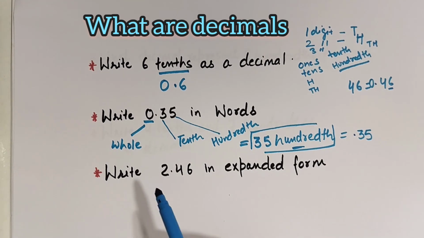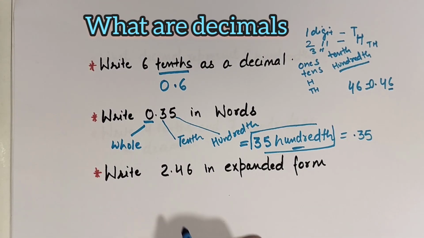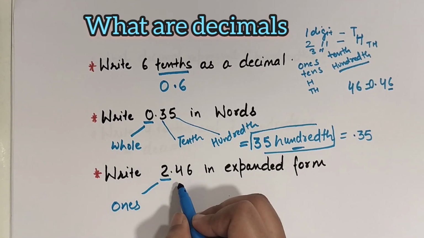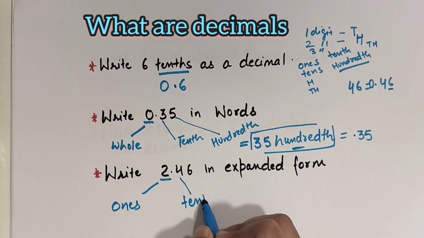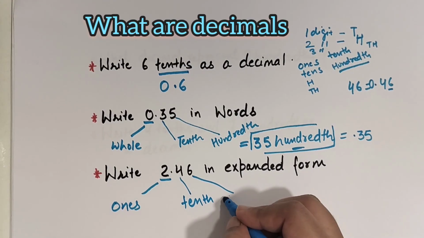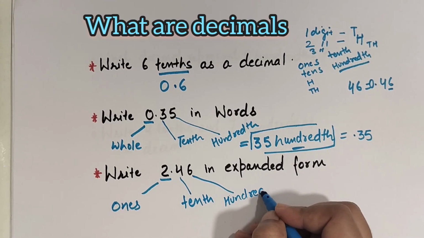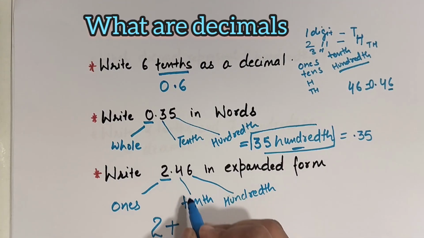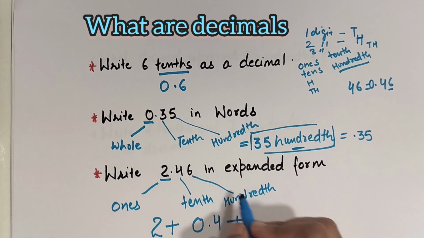Next we have to write 2.46 in expanded form. First we need to see what positions the digits are holding. So 2 is holding the ones place, 4 is holding the tenths place, and 6 is holding the hundredths place. The question ends at hundredths, but we need to expand that. 2 stays the same because it's a whole number. So how do we write the tenths digit? 0.4, right? And how do we write the hundredths digit? That is 0.06.